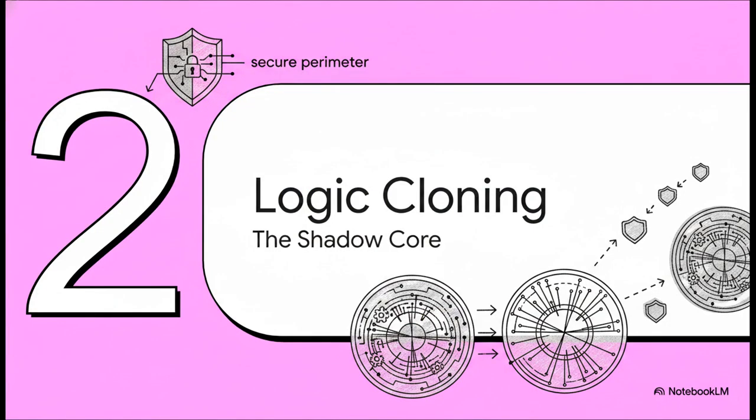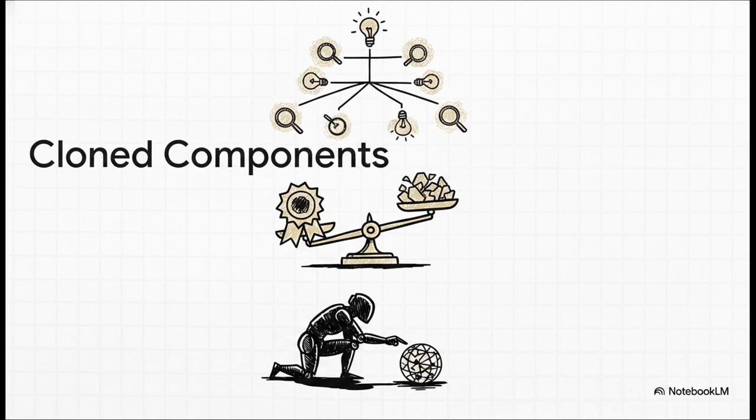Moving into Section 2, logic cloning, the shadow core. Now that we have that secure perimeter locked down, let's step into the engine room and see exactly which pieces of the massive original algorithm were stolen and perfectly replicated. The wild thing here is that the system doesn't just copy raw data. It actually mimics complex human behaviors.